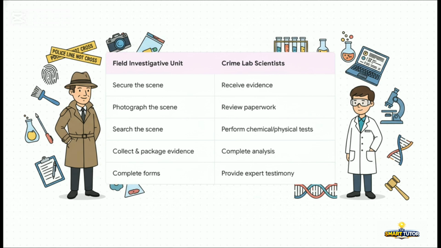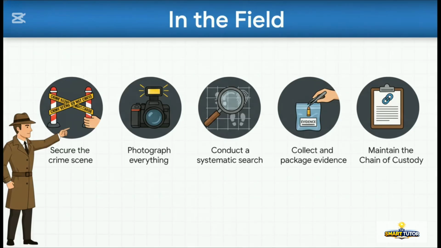These are the folks who are hands-on, right there at the scene. Their job is to secure it, document it, and collect everything. Then, all that stuff they so carefully packaged up goes to the crime lab scientists. They're the ones doing the deep dive analysis, running chemical tests, matching DNA, basically turning physical objects into cold, hard data. Let's focus on that field team for a second, because their process is just so meticulous.